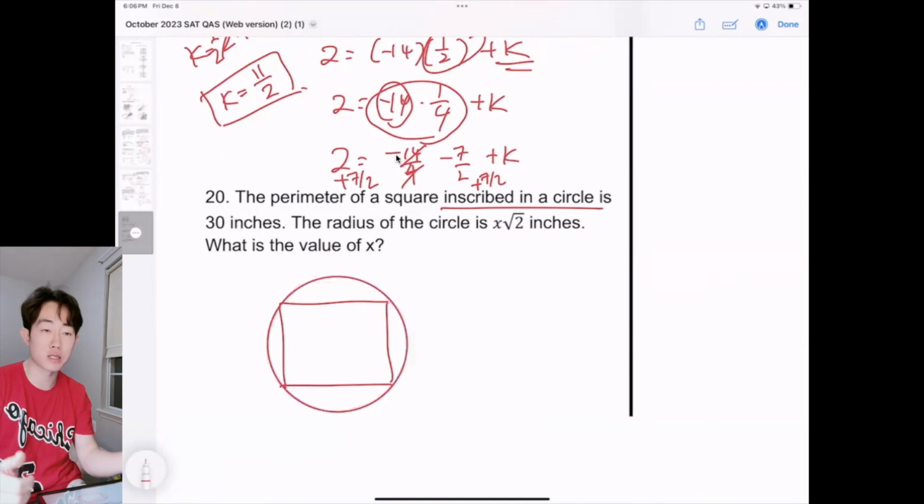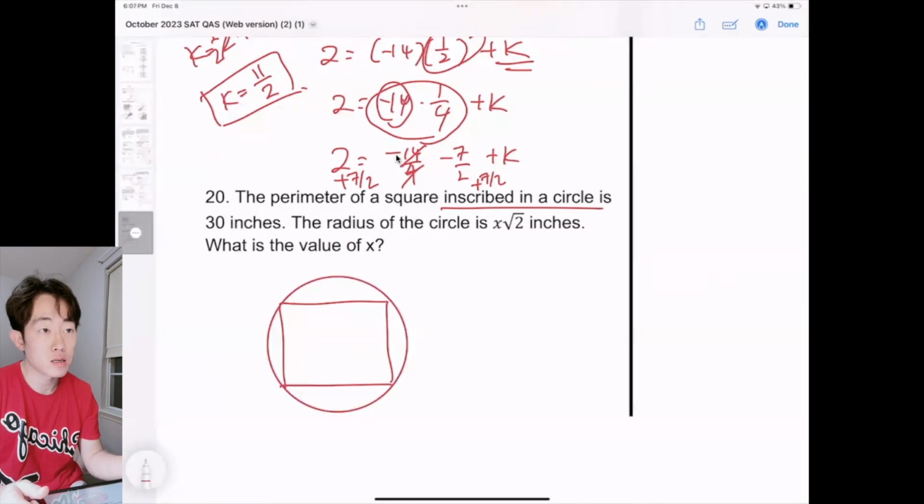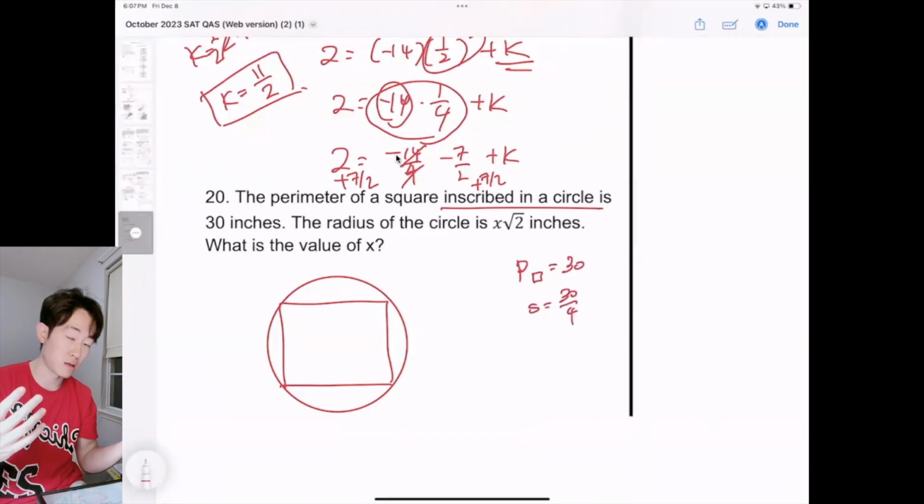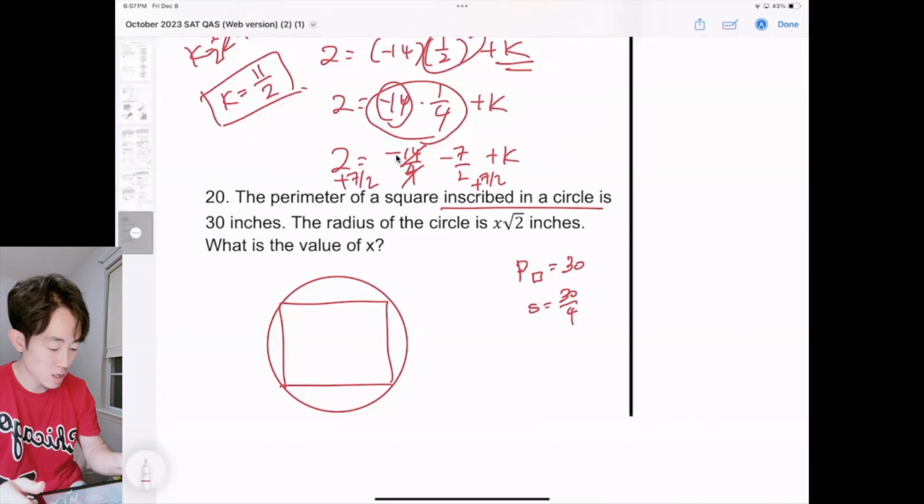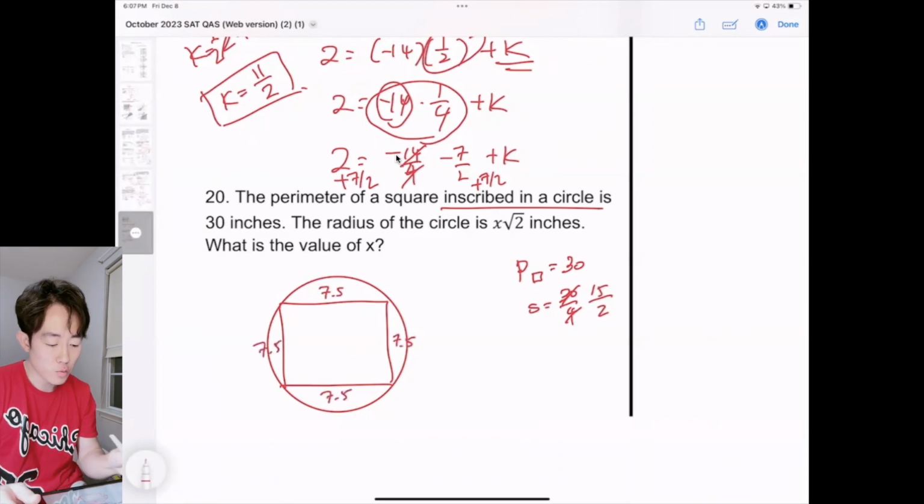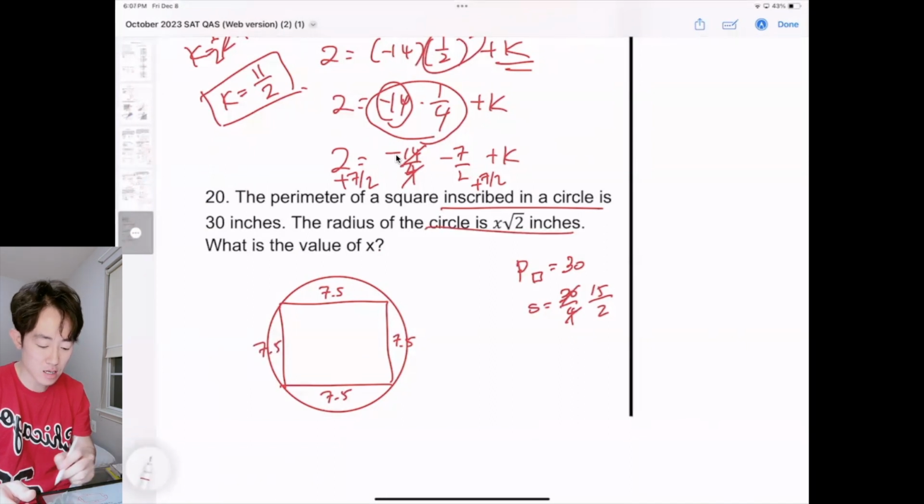All right, so that's what it's supposed to look like. And the perimeter of the square is 30 inches. Okay, so if the perimeter of the square is 30, that means each side length has to be 30 divided by 4, because each of the side lengths is going to be equal to one another. So that's essentially 15 over 2. So I'm just going to label it as 7.5 each, or you could label it as 15 over 2. It doesn't really matter. The radius of the circle is x root 2. What is the value of x?